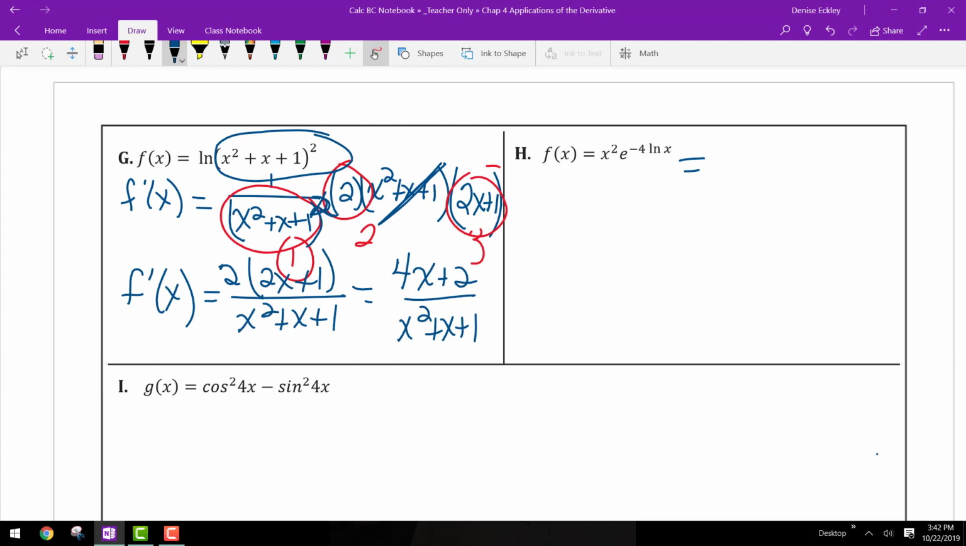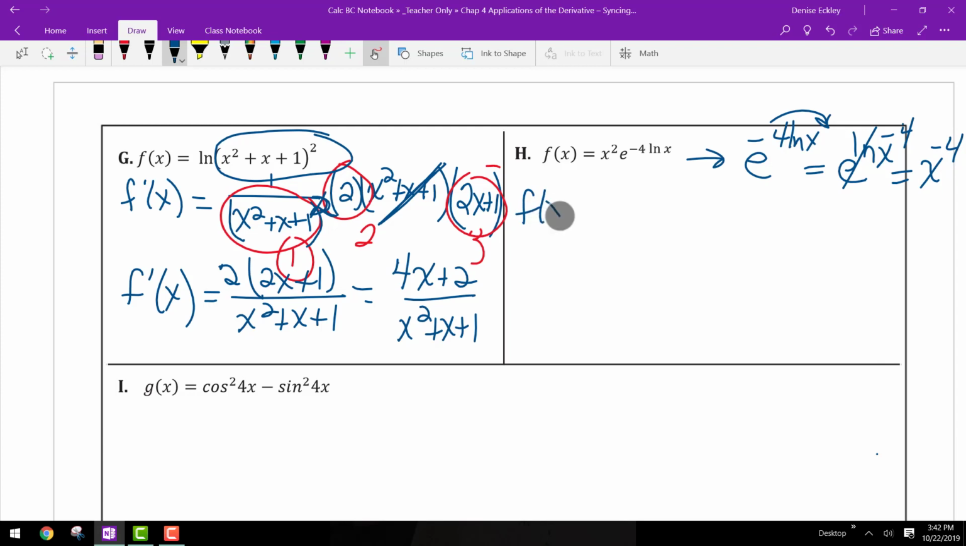We can look at our e to the negative 4 ln of x like this. We can put that power back up. So we're taking e to the ln of x to the negative 4. So that is going to simplify. These are inverse operations. That'll simplify to x to the negative 4.